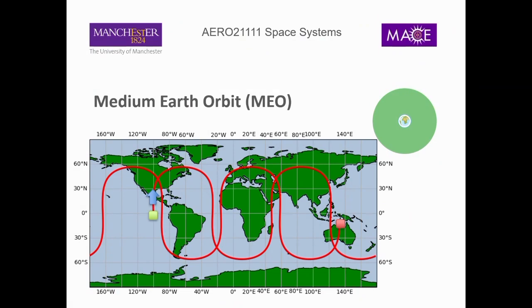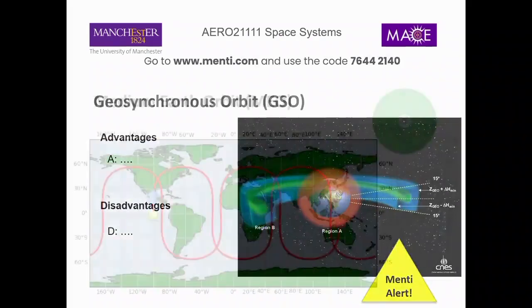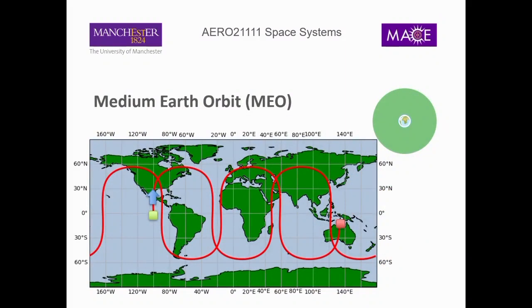Basically, the reason that they do this is it means that when they use multiples of them, which they do for GPS and Galileo, they can space them out so that they get really good coverage across the whole Earth, which is really, really good. So they give you these fun orbits, which I think is quite cool, and they're quite distinctive. Do I have anything else on that? No, I don't. Any questions on that?